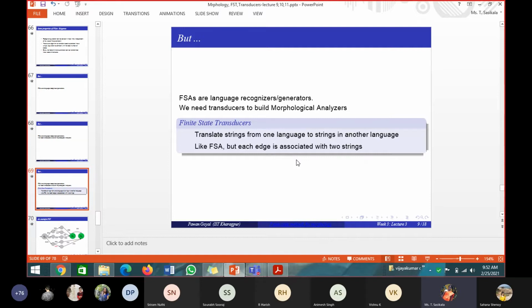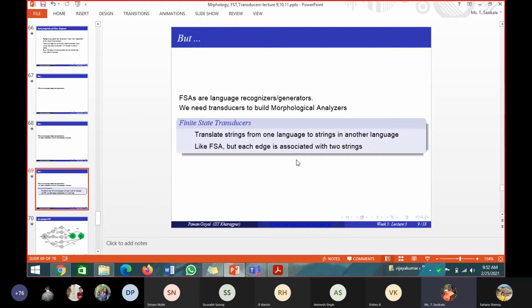Understand, every edge of the finite state automaton, instead of having a single phoneme as the label, has an input character symbol and an output character symbol. So if I translate one character symbol to another character symbol, that solves the problem of going from the input string of boys to the output string. If my input is boys, what should be my output?